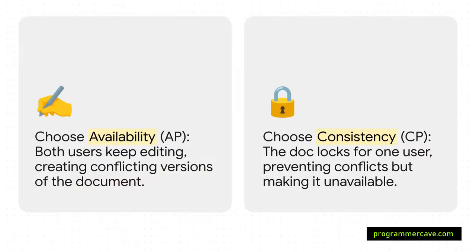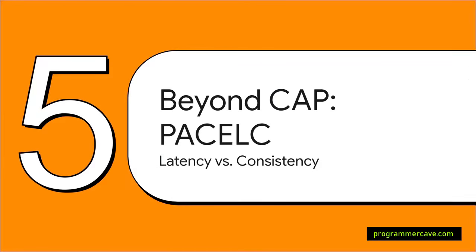The best way to get your head around this is with a Google Doc. Okay, imagine Alice and Bob are both editing a document, and suddenly Bob's internet connection drops. If the system chooses availability, it lets both of them keep typing. The service is available to them. But now you've got two different versions of the document that have to be merged later. That's an AP system. But what if it chooses consistency? In that case, the system locks the document for Bob until his connection is back. The data stays perfectly consistent, but for Bob, the service is totally unavailable. That's a CP system.